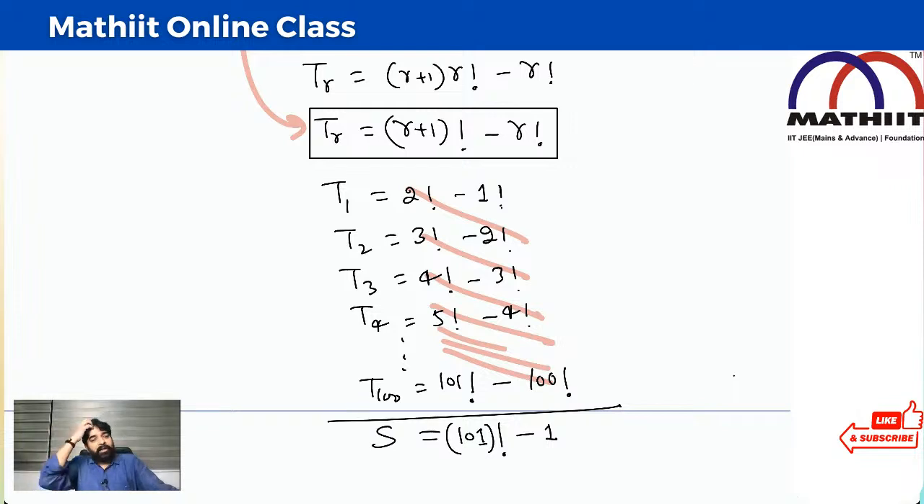Right? So see, the difference method, if you don't understand it, don't worry. In the progression topic, you will study this. That is called the telescopic method. This method is called the telescopic method. So you will see that there. But here I have simply given the idea. So 101 factorial minus 1 is the answer. So the basics of this PNC are over.